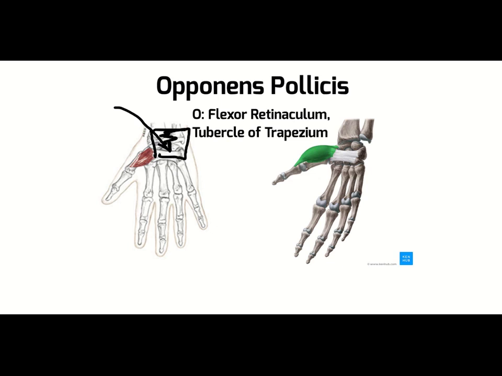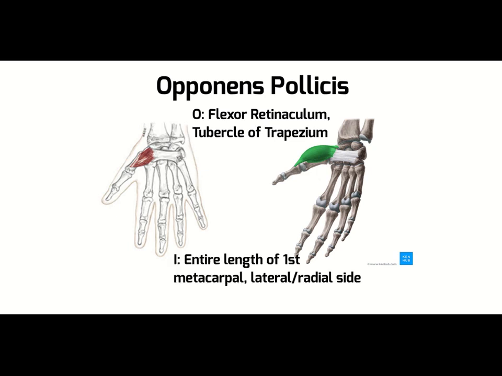And it inserts onto the entire length of the first metacarpal bone on the radial or lateral side. It's innervated by the median nerve, and again, it causes opposition of the thumb.